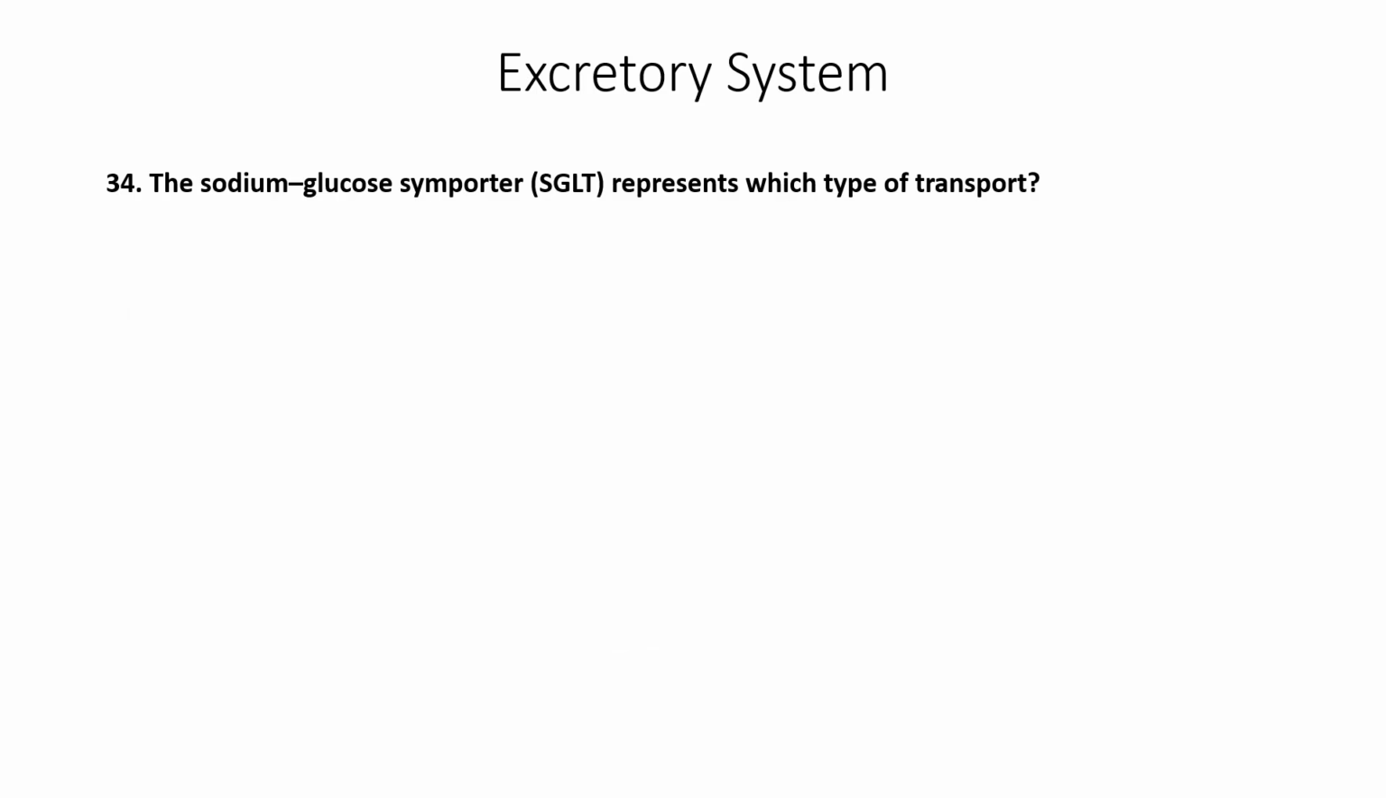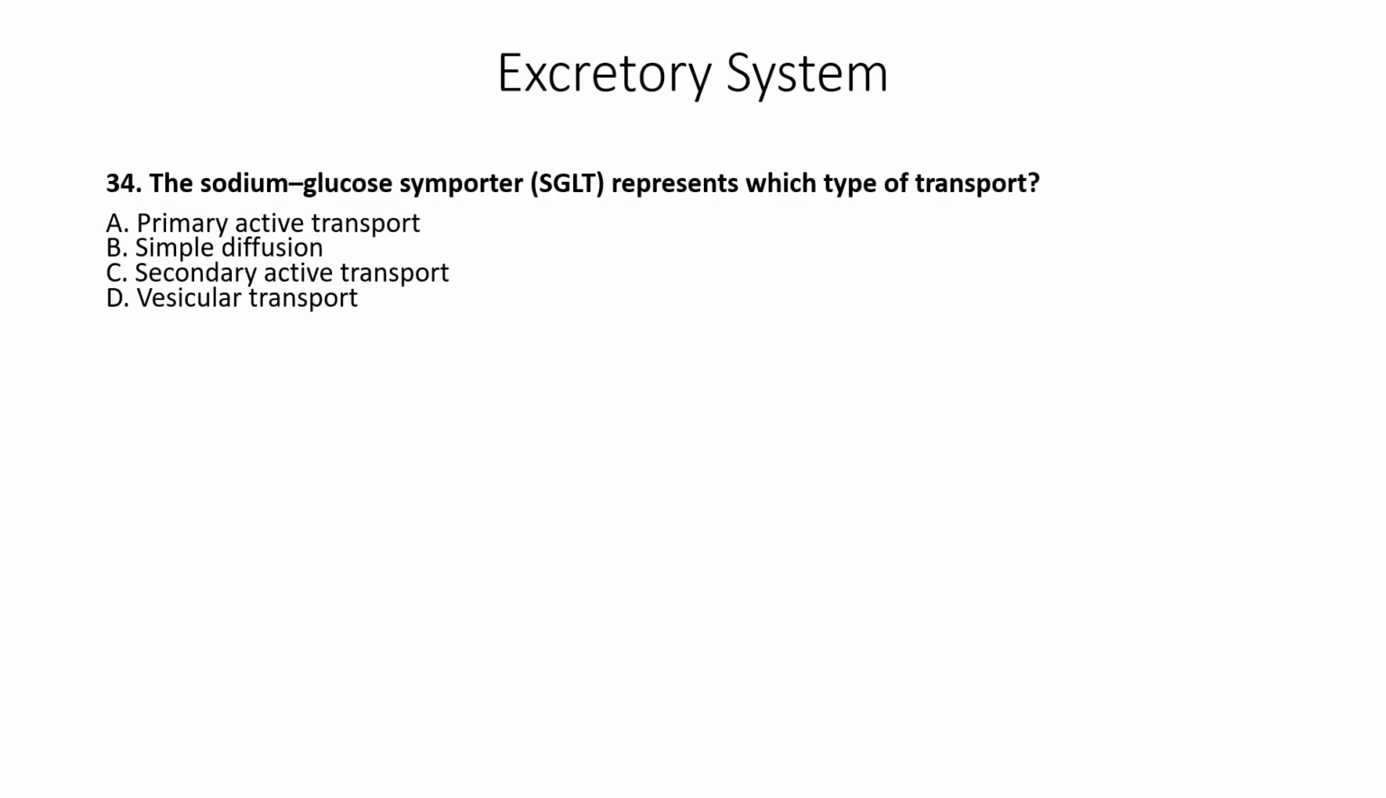Okay, so I mentioned this a little earlier about how the SGLT is found on the apical membrane, which faces the tubular lumen, right? And it interacts with the filtrate. So this SGLT represents what type of transport? I was just talking about types of transport, right? So what does the SGLT do?